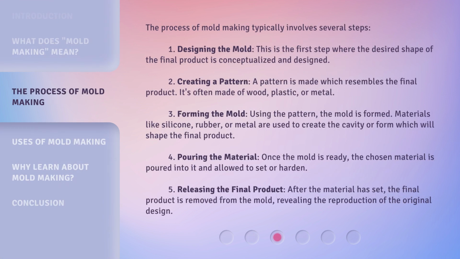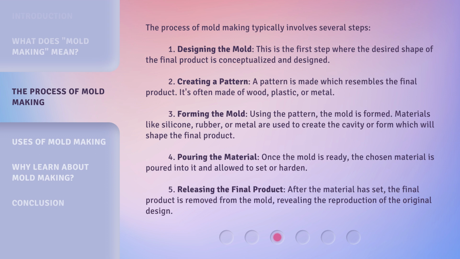The process of mold making typically involves several steps. 1. Designing the mold. This is the first step where the desired shape of the final product is conceptualized and designed. 2. Creating a pattern. A pattern is made which resembles the final product. It's often made of wood, plastic, or metal.